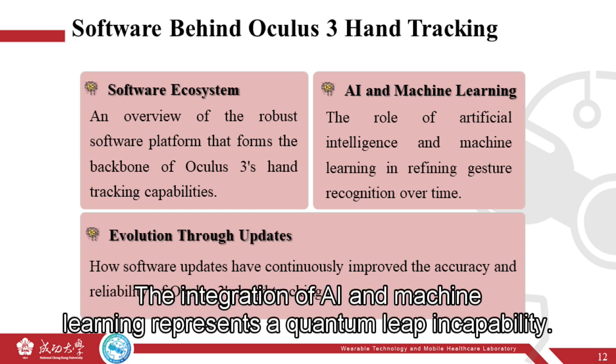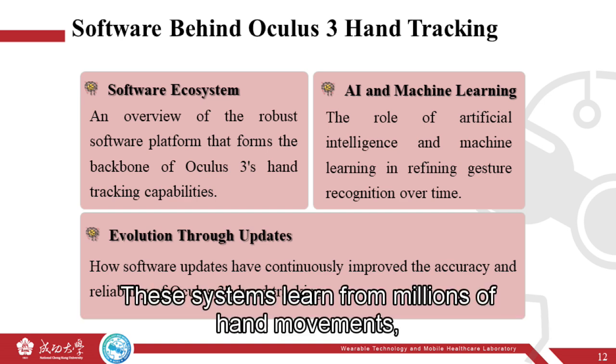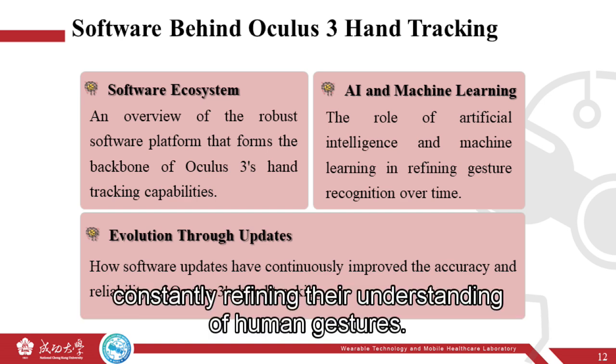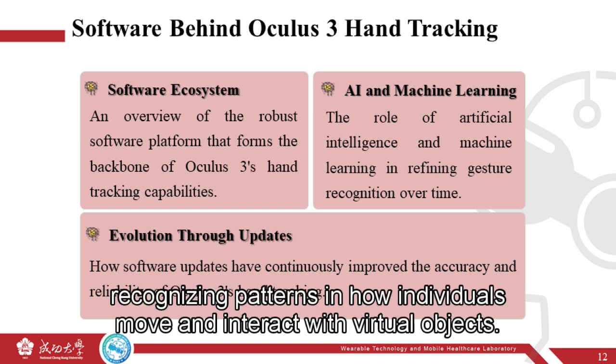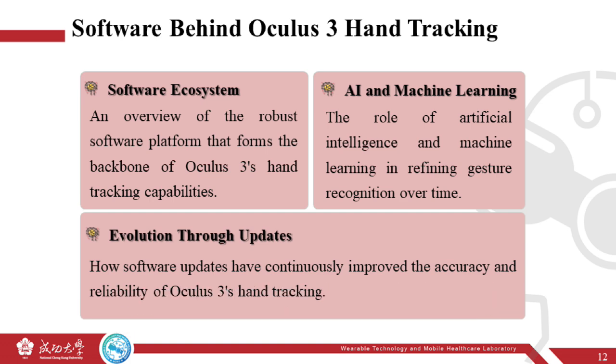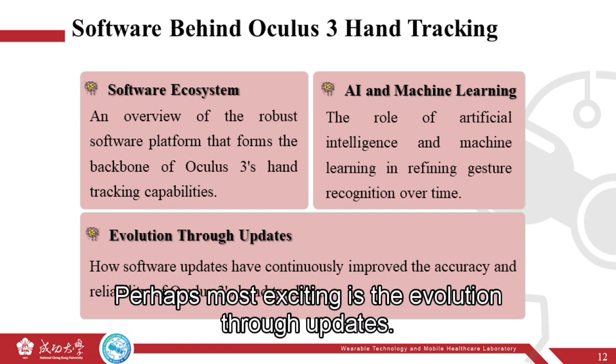The integration of AI and machine learning represents a quantum leap in capability. These systems learn from millions of hand movements, constantly refining their understanding of human gestures. What's remarkable is how the AI adapts to different users, recognizing patterns in how individuals move and interact with virtual objects. Perhaps most exciting is the evolution through updates.